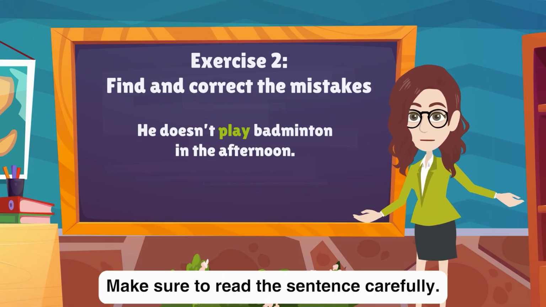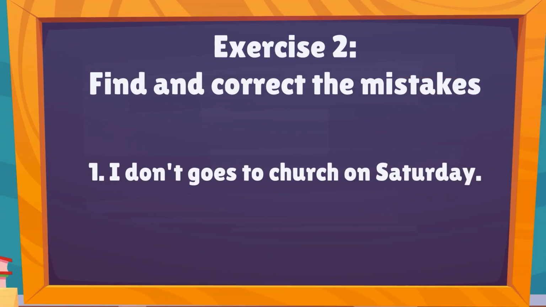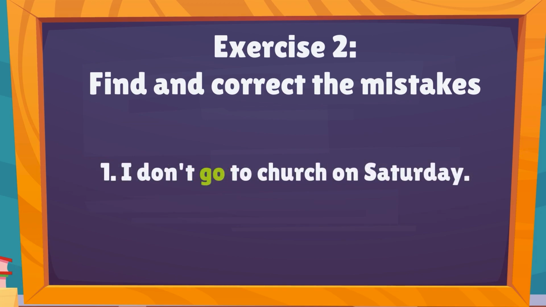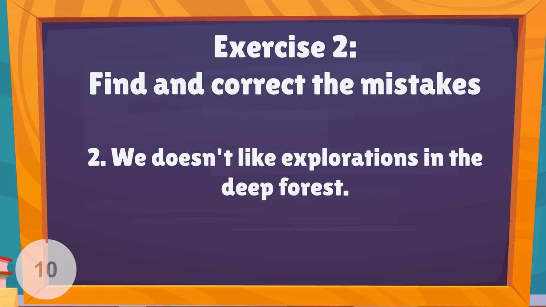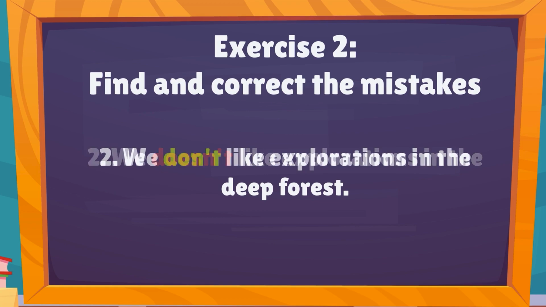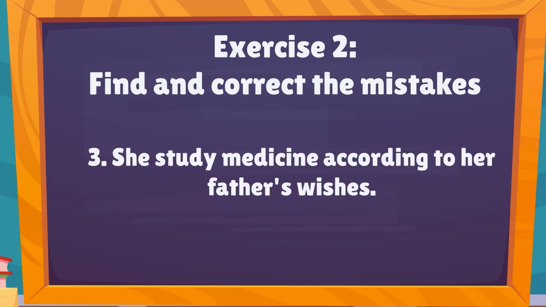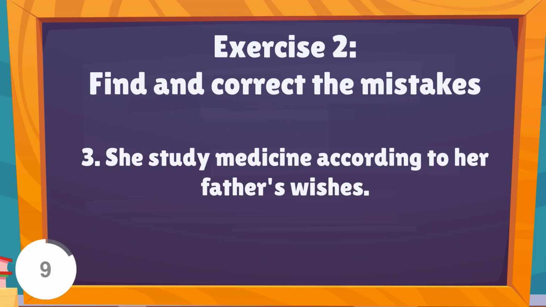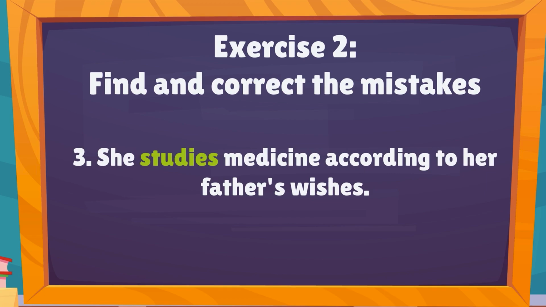Now, it's your turn. Make sure to read the sentence carefully. The incorrect word is goes. The answer is, I don't go to church on Saturday. The incorrect word is doesn't. The answer is, we don't like explorations in the deep forest. The incorrect word is study. The answer is, she studies medicine according to her father's wishes.